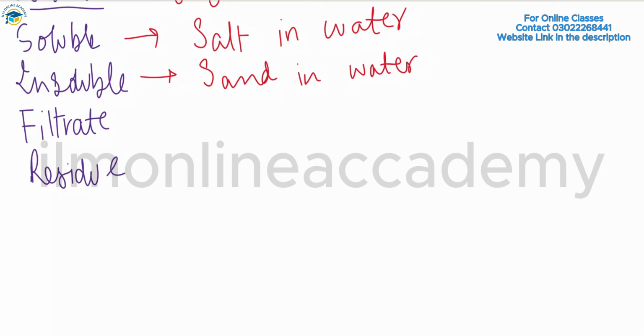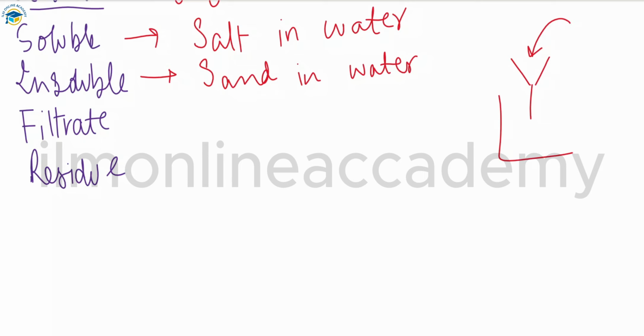Next we have filtrate. Filtrate is the liquid or solution that has passed through a filter paper. For example, this is the funnel, and in this funnel you add any type of solution. The liquid that comes from the funnel or the filter paper and goes into this beaker is known as the filtrate. An example of filtrate is the fresh coffee that comes into the cup after moving through the paper.